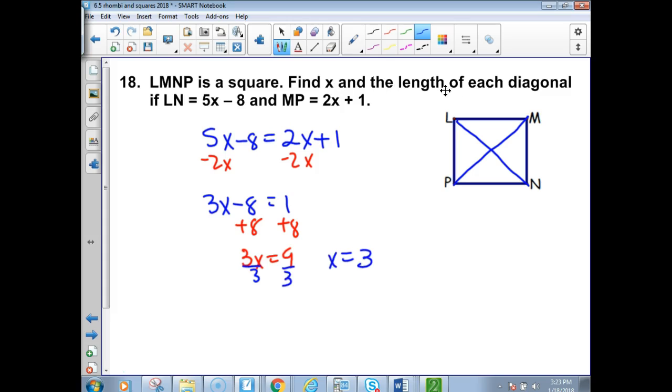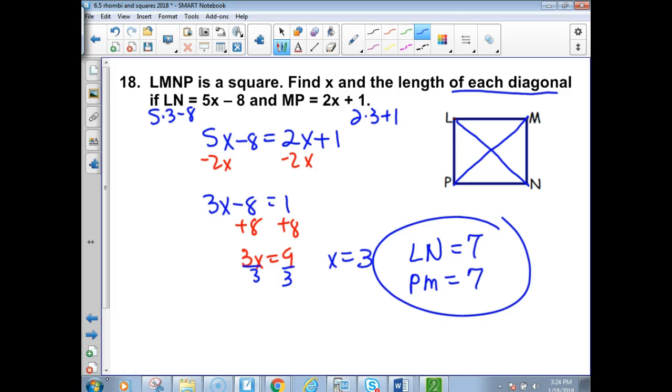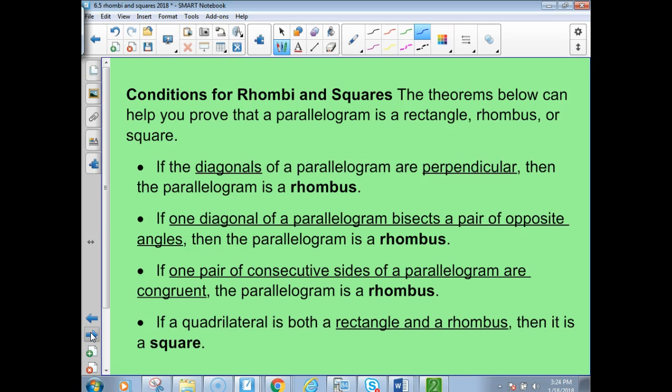Now it said find x and the length of each diagonal. They are equal, so L to N and P to M are the same. Plug in 3, and you should get 5 times 3 minus 8 is 7. 15 minus 8 is 7. Or 2 times 3 plus 1, 6 plus 1 is 7. They're both 7. I don't care if you called them MP or LN. It doesn't matter if it's PM or MP. Okay, just a little bit more.